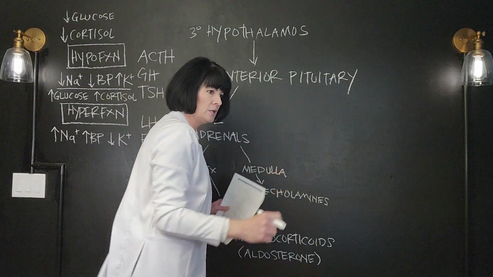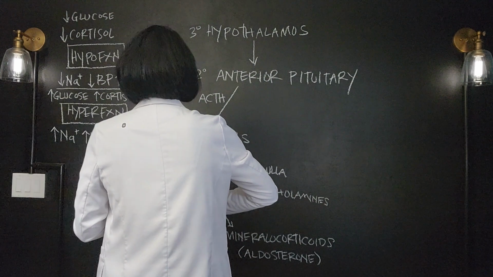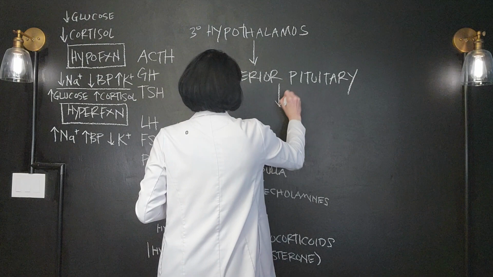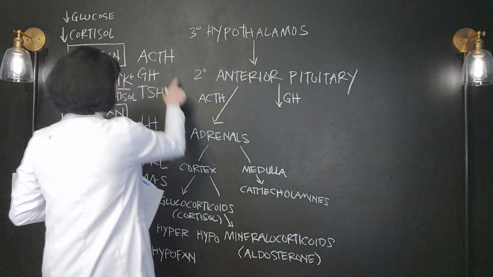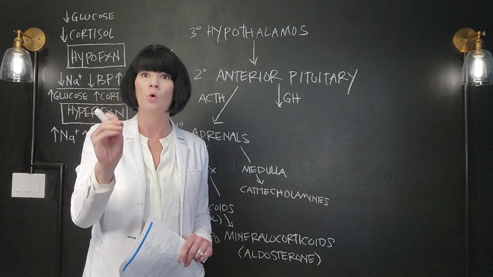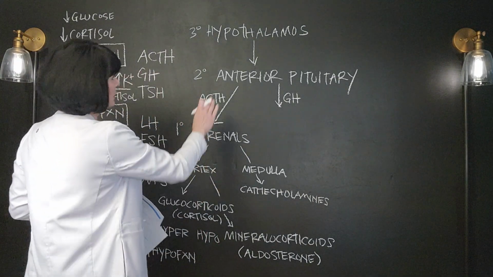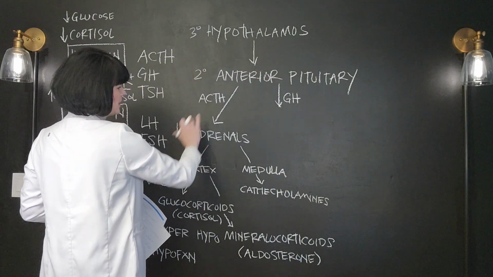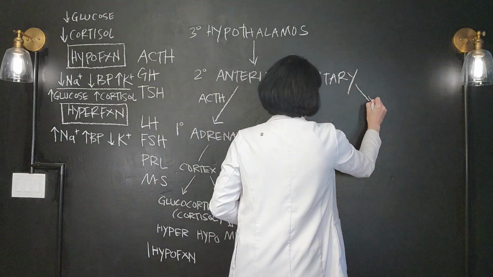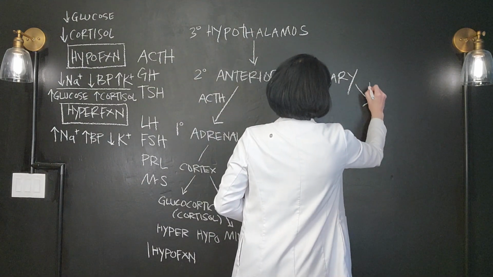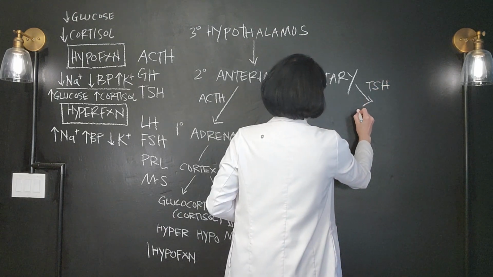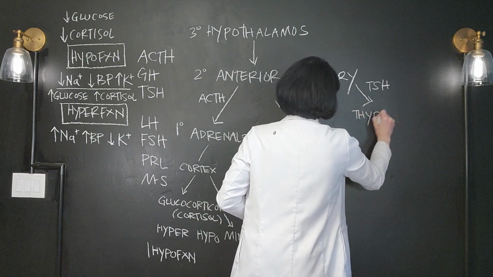Okay, then we get into our growth hormone. Okay, so growth hormone. Both ACTH and TSH are considered tropic hormones. What that means is it's a hormone that acts on another gland, right? That anterior pituitary releases ACTH, which acts on the adrenals. For thyroid stimulating hormone, we have TSH, again a tropic hormone, which is going to act on the thyroid gland itself.